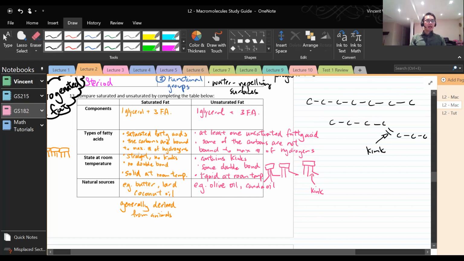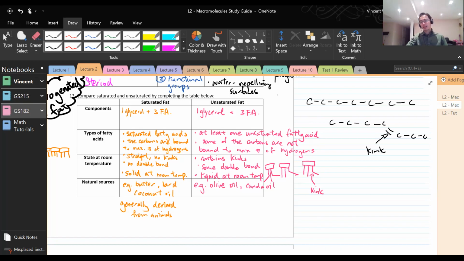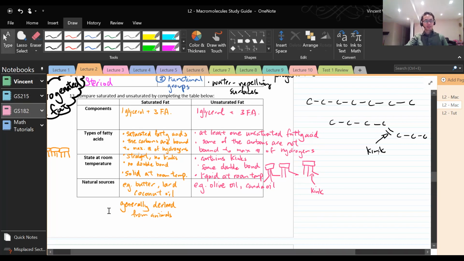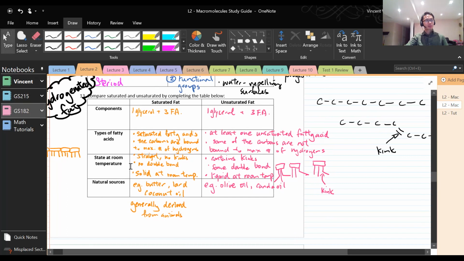So which one do you want to consume? Which one is healthier? Unsaturated fat tends to be healthier than saturated fat. But again, too much fat is obviously not good either. That is it for lipids. Any question about lipids or carbohydrates before we move on to proteins and nucleic acid? Proteins is the one that is intense. A lot of stuff going on with the proteins. We all good? All right.